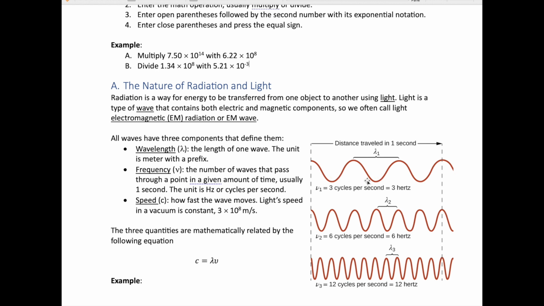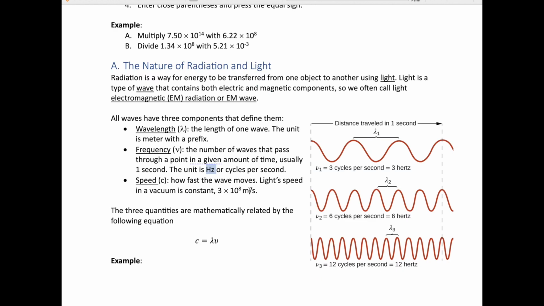Then that means the frequency is 3 cycles per second, or we have another unit that we use the symbol Hz, which is called hertz. And then we have a third quantity that defines a wave, which is the speed of the wave. Now, specifically when we're talking about electromagnetic radiation, that speed is given the symbol c, which is just how fast this EM wave is moving. The speed of light in a vacuum is always 3 times 10 to the 8 meters per second. These three quantities are related to each other. If you multiply lambda, which is the wavelength, times nu, frequency, gives you the speed of light.